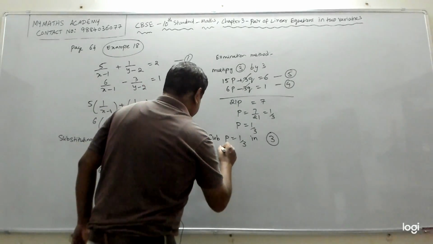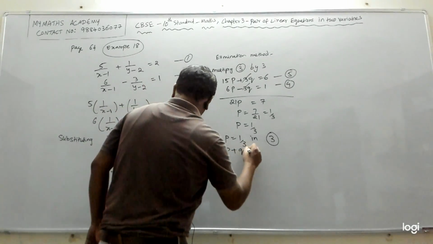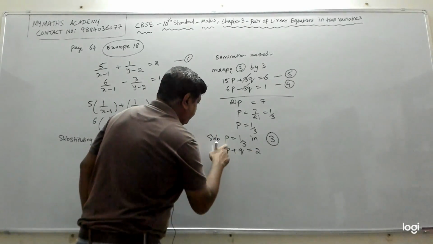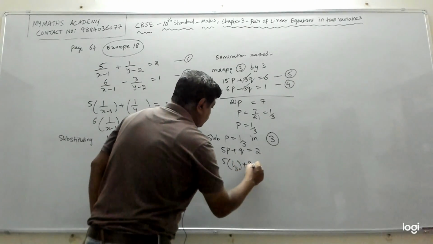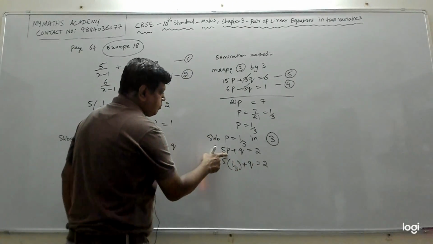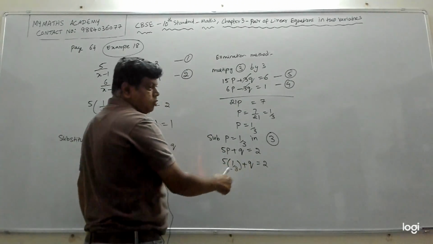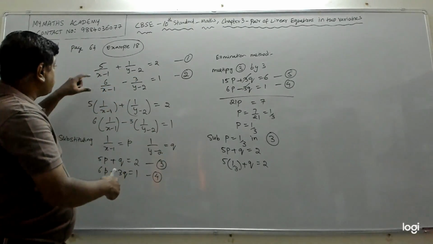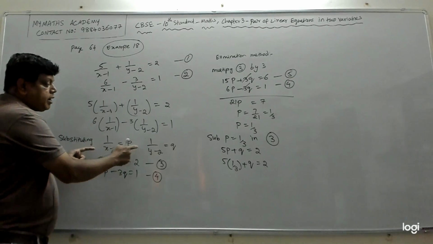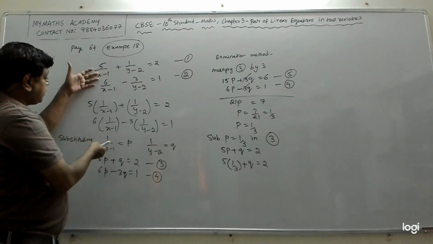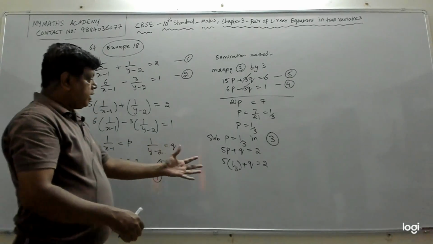Now what is the third equation? That is 5p plus q equal to 2. So 5 into p is what? 5 into 1 by 3, plus q equal to 2. So in the place of p, I have put 1 by 3. We have to find q. Once we find p and q, we will substitute to find x and y, because this is a substitution that we made to convert this equation into this form. So we will find q here now.